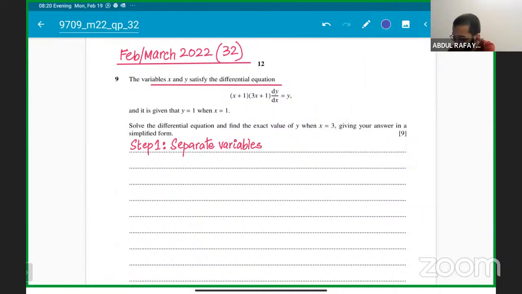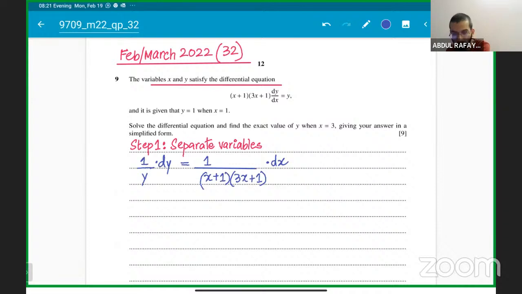Okay, so let's do the separation of the variables. We will take x to the right-hand side and y on the left-hand side. So it will be 1 divided by y times dy is equal to 1 times x plus 1 over 3x plus 1. When you get this, you must get the hint in your mind, or you must know what the next step will be. Is everyone getting it?